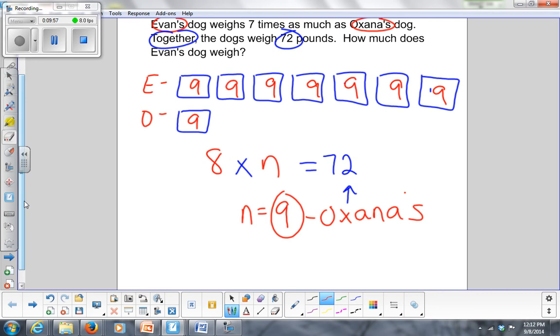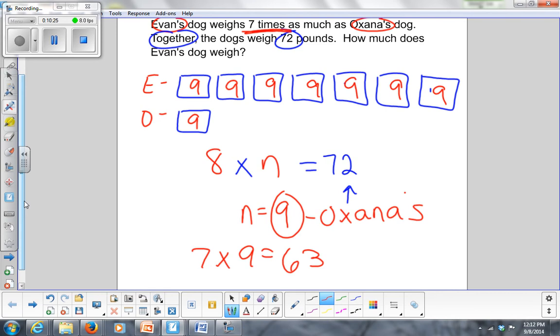Good. Okay, so it tells me again, Evan's dog weighs 7 times as many as Oksana's dog. Okay? So how many boxes are here? 1, 2, 3, 4, 5, 6, 7. Times what is my number inside the box? 9. And 7 times 9 is? 73. So what is my answer? So if I was to ask you to give me the answer to the problem, what is my answer?